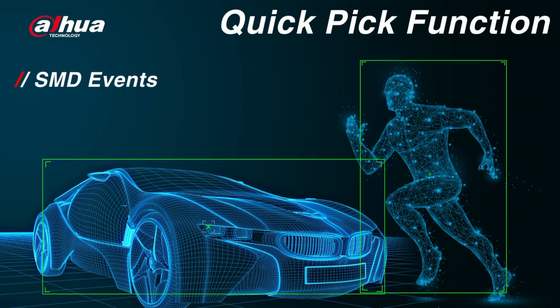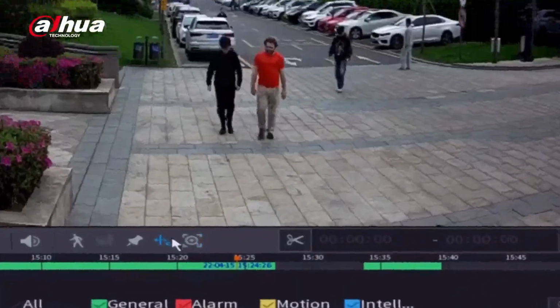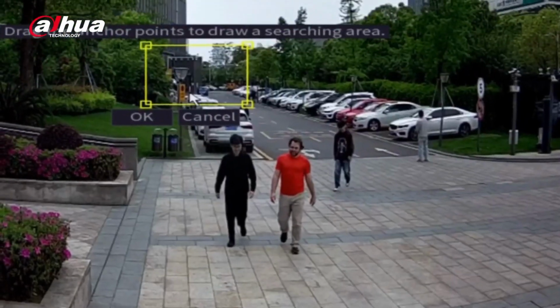The Quick Pick function allows you to quickly retrieve human or vehicle targets from SMD events using an AI algorithm of color extraction and comparison. Let's take a look at the Quick Pick function.